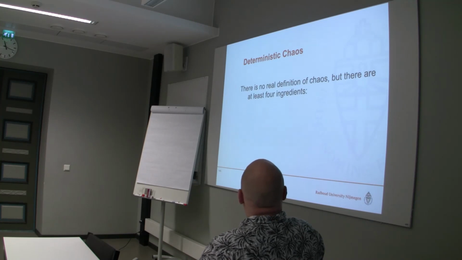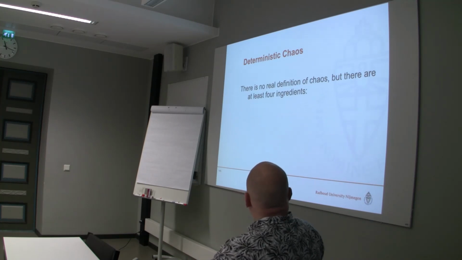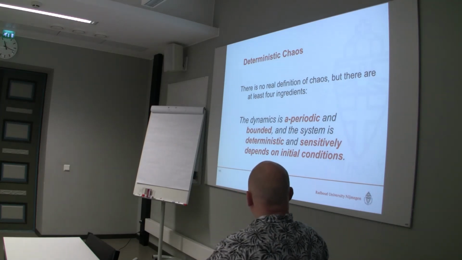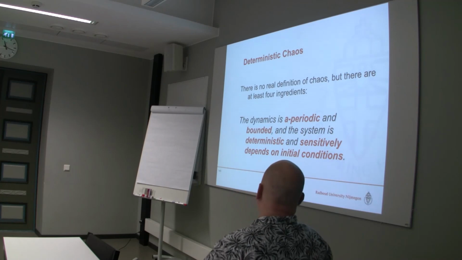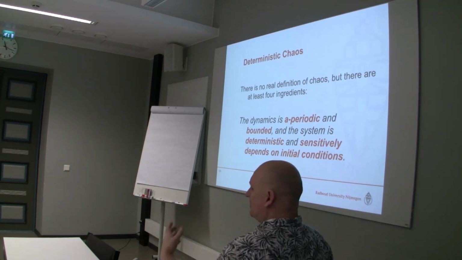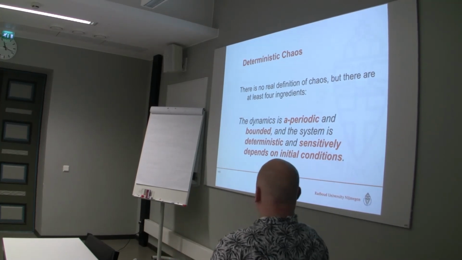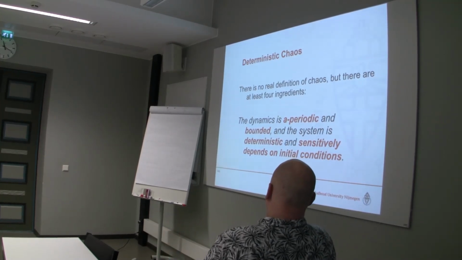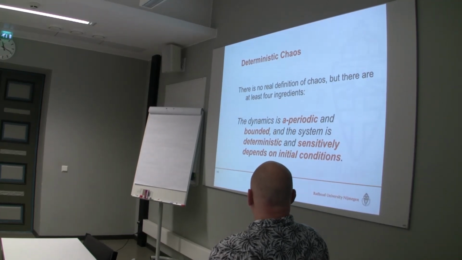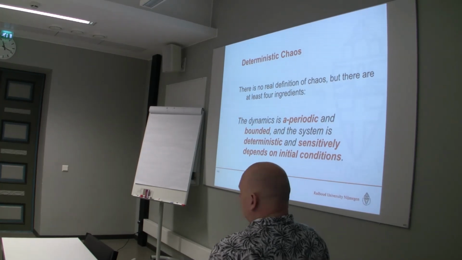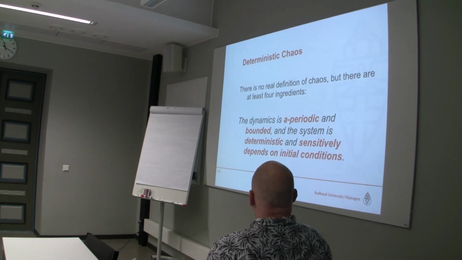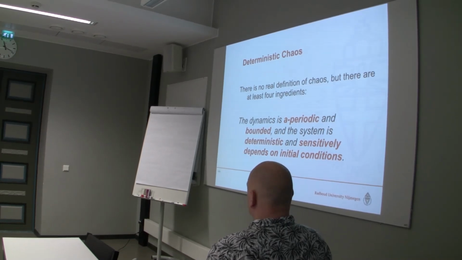So there's no real definition of chaos, but it has at least 4 ingredients. Okay, so the dynamics is aperiodic or quasi-periodic. It's bounded, so it's not random, because it does not, also not with infinite time, visit all the possible degrees of freedom. But it is deterministic, and the second one is probably the most interesting one for behavioral science. These things are sensitively dependent on initial conditions.